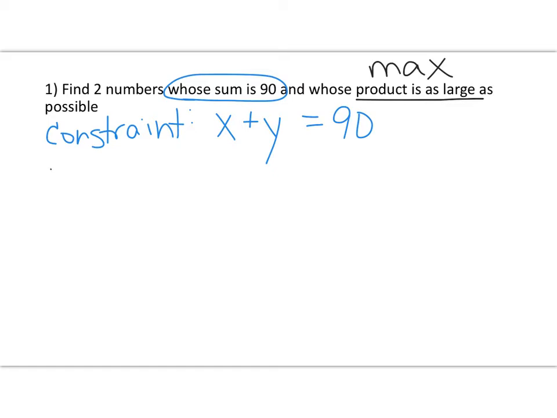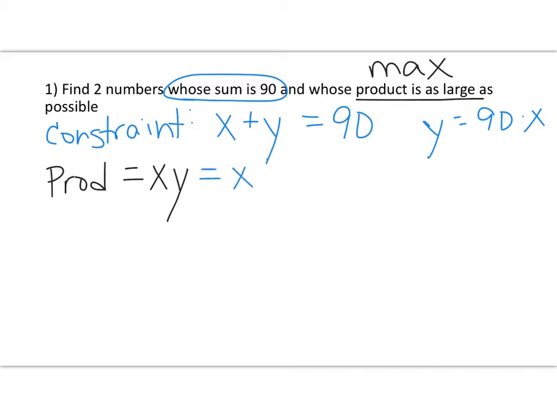So I know my product is equal to x times y. Now, just like we did with related rate problems, we don't like to have two variables when I'm going to be taking a derivative, because to maximize the product, I'm going to have to take that derivative. So I use my constraint to help me eliminate a variable. So I can rewrite my constraint as y equals 90 minus x. So now when I come down here for the product, my product is actually equal to x times 90 minus x. And then just cleaning that up a little bit so it's easier to take my derivative, I'm going to distribute. So I have 90x minus x squared.